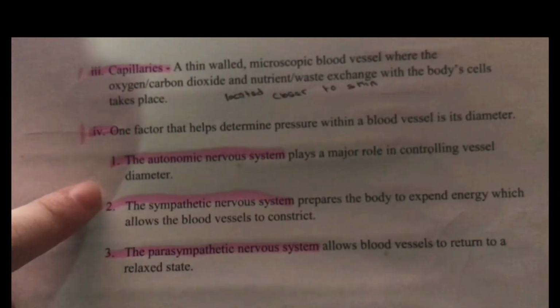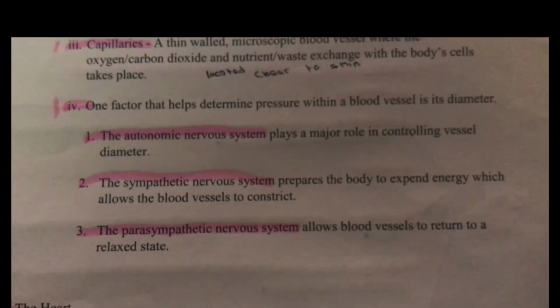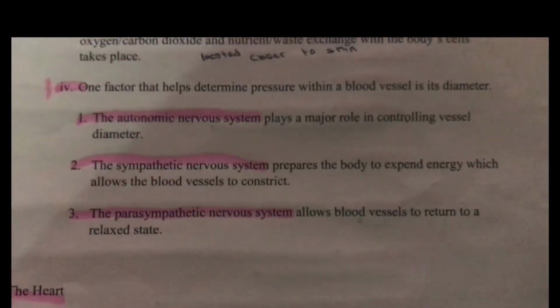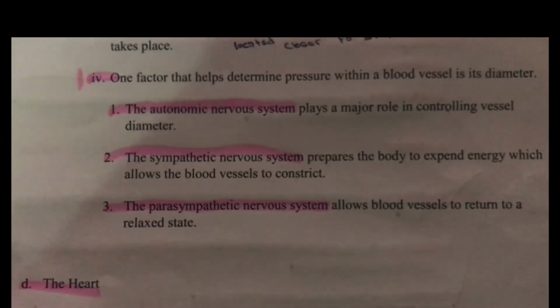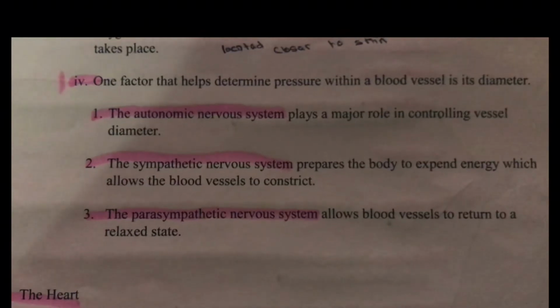Now we're going to go into the autonomic nervous system, which plays a major role in controlling the vessel diameter. The vessel diameter is actually a factor in the pressure within a blood vessel. Then we have the sympathetic nervous system, and this prepares the body to expend energy, which allows the blood vessels to constrict. And then we have the parasympathetic nervous system, and this allows blood vessels to return to a relaxed state.